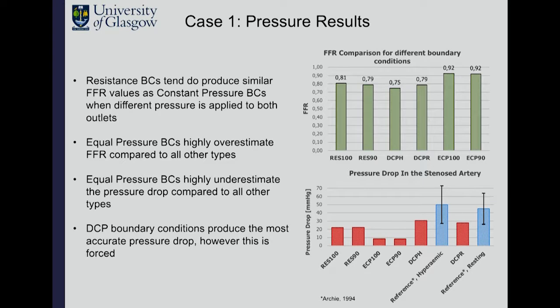The model I'm working with has 78% area reduction. So we can see that the DCP condition best matches that pressure drop, followed by the resistance, and then finally the ECP condition tends to underestimate that pressure drop, which is also reflected in the FFR values, which are quite high for the ECP case, and drop down for the DCP and the resistance cases.